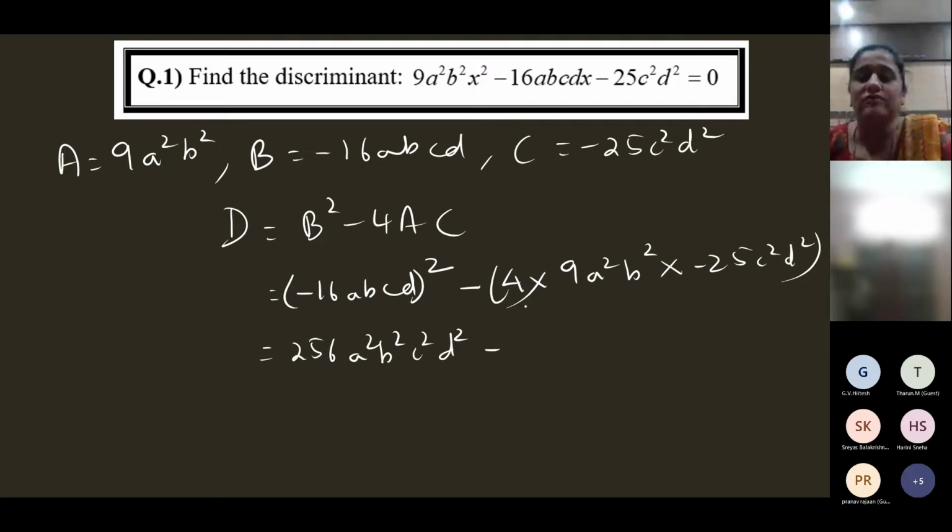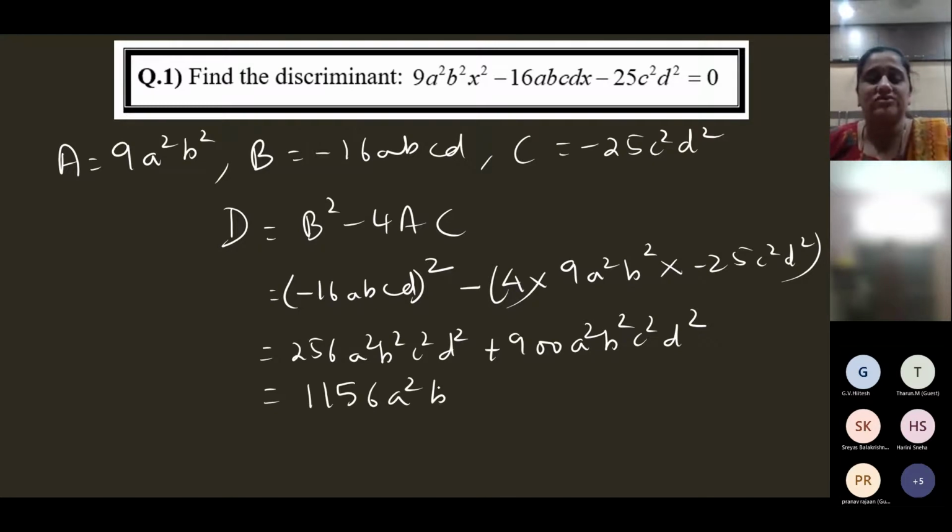25 fours are 100, 100 into 9 is 900. Minus into minus is plus. So 900. And then you can see when you multiply, a square, b square, c square, d square, they're like terms, so you can add them. So it is 1156 a square b square c square d square.